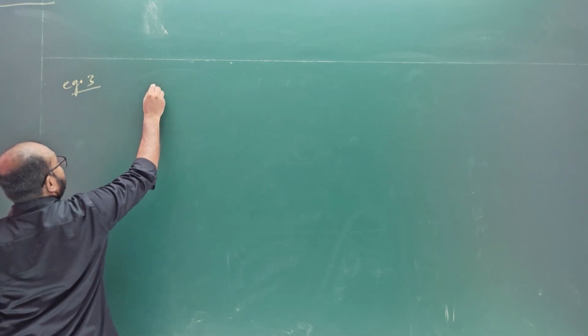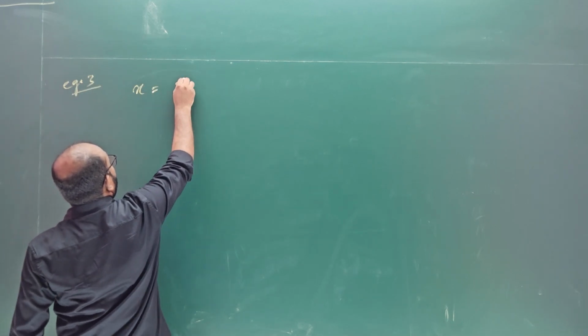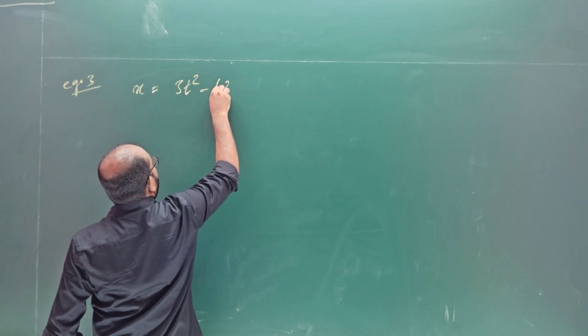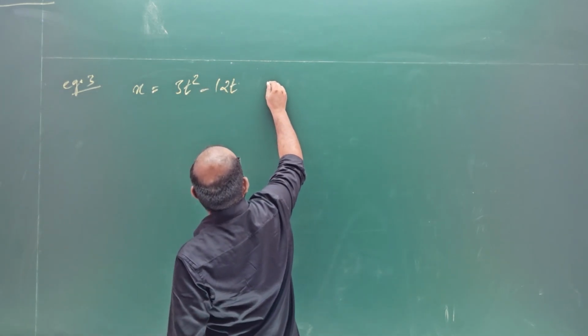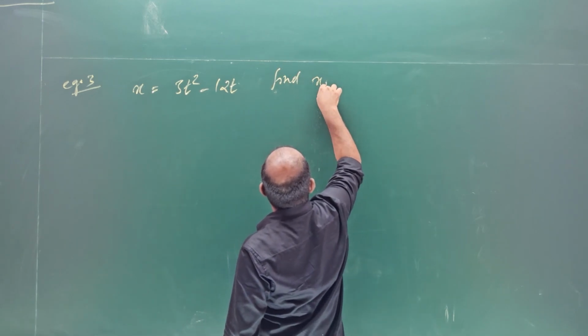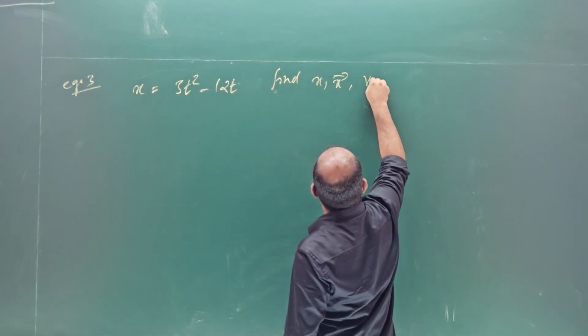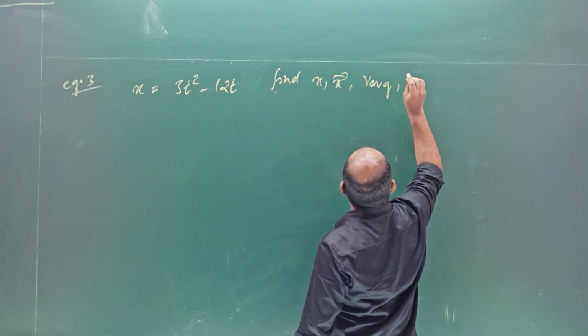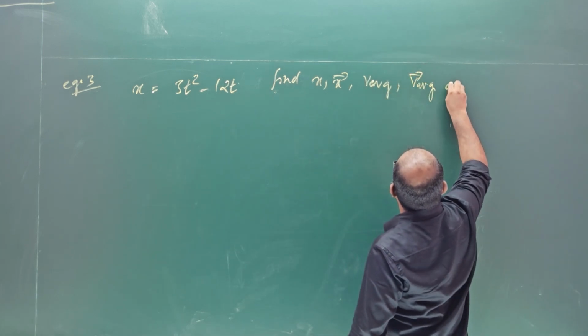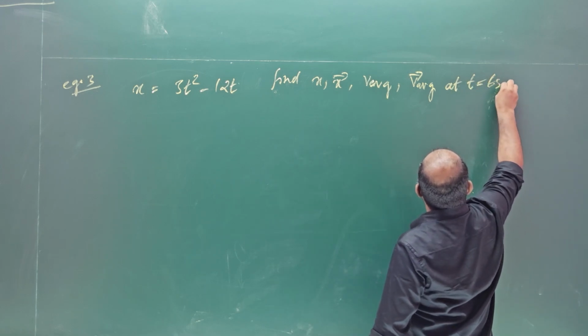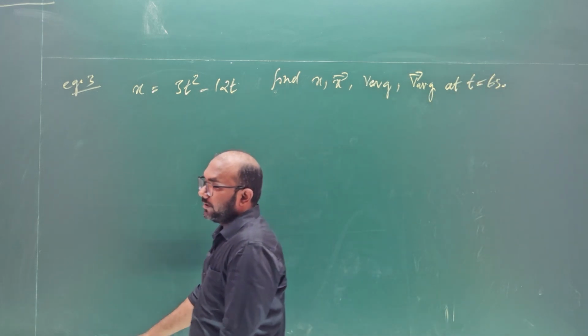Example number 3. X is given as 3t square minus 12t. Same question: find distance, displacement, speed, average speed and average velocity at t is equals to 6 seconds. Come on, be quick.